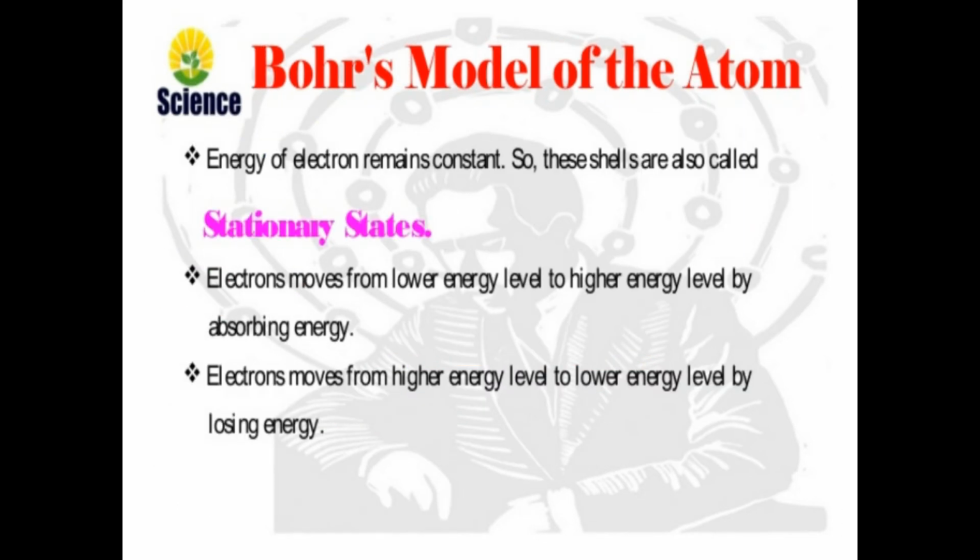Then the energy of an electron remains constant as long as it revolves in the same orbit. It means that while revolving around the nucleus in the same energy level, or same orbit or same shell, the energy remains constant. It does not emit, does not absorb. And for this reason, they were called stationary states.